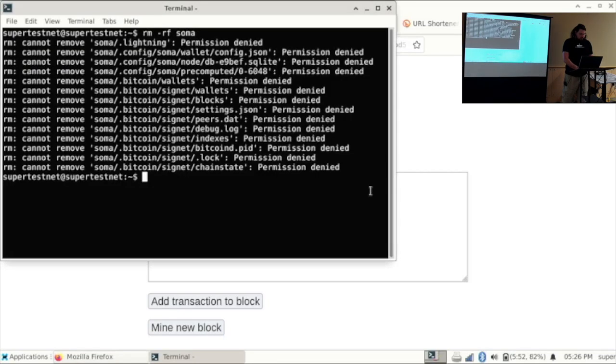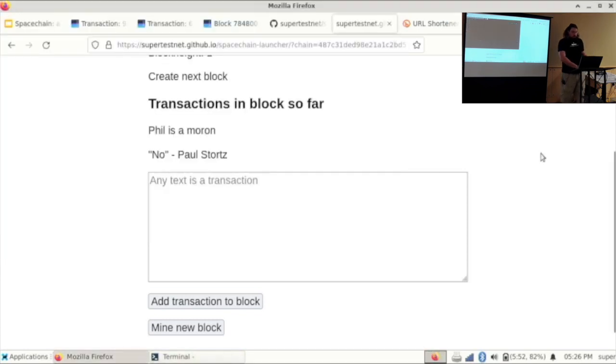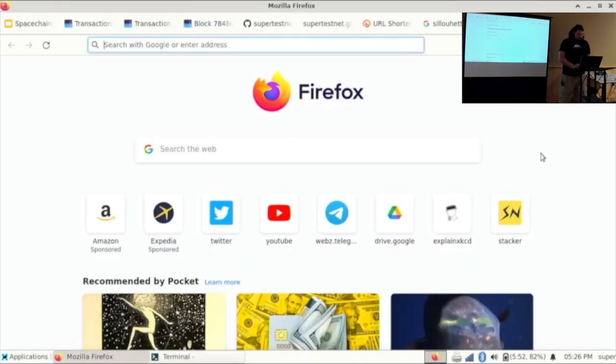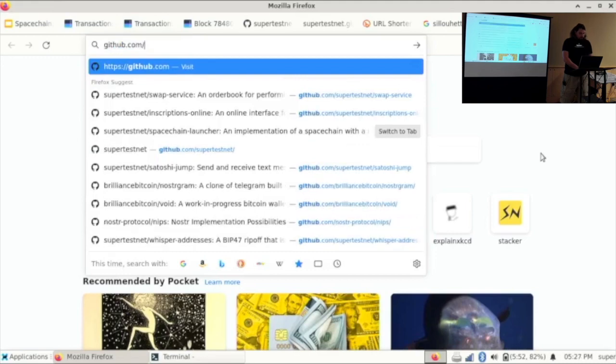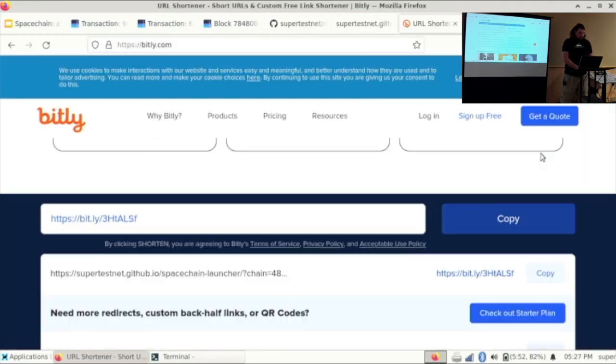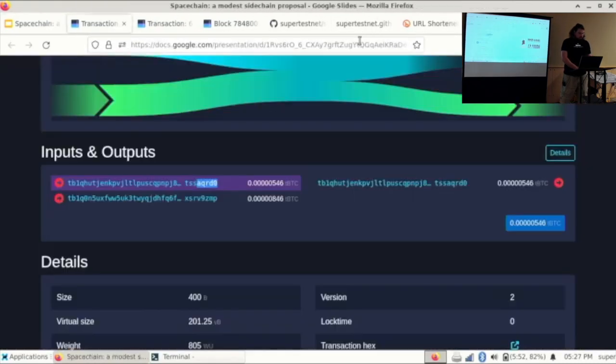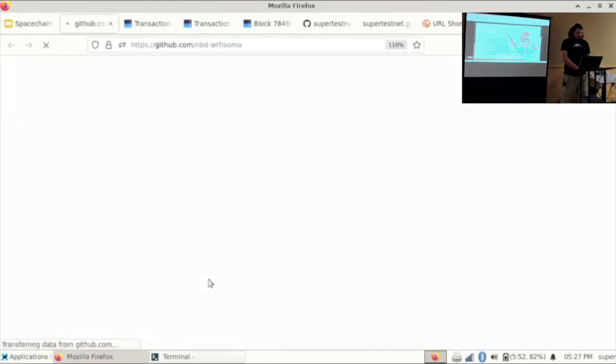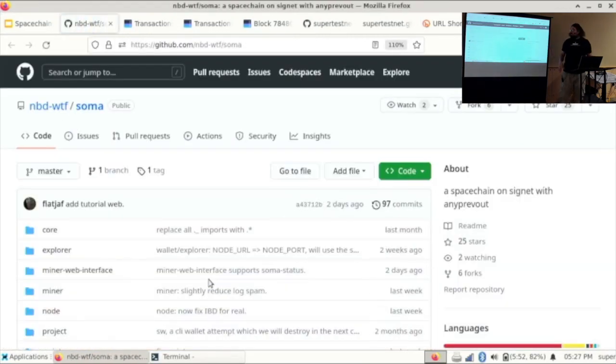rm -rf, and so on. I gotta do sudo. There we go. So now I don't have Soma in, and we're gonna go see how to do Fiat Jeff's. If you wanna do this one, you go to github.com and you click here. And that's how you get to Fiat Jeff's implementation of a space chain.